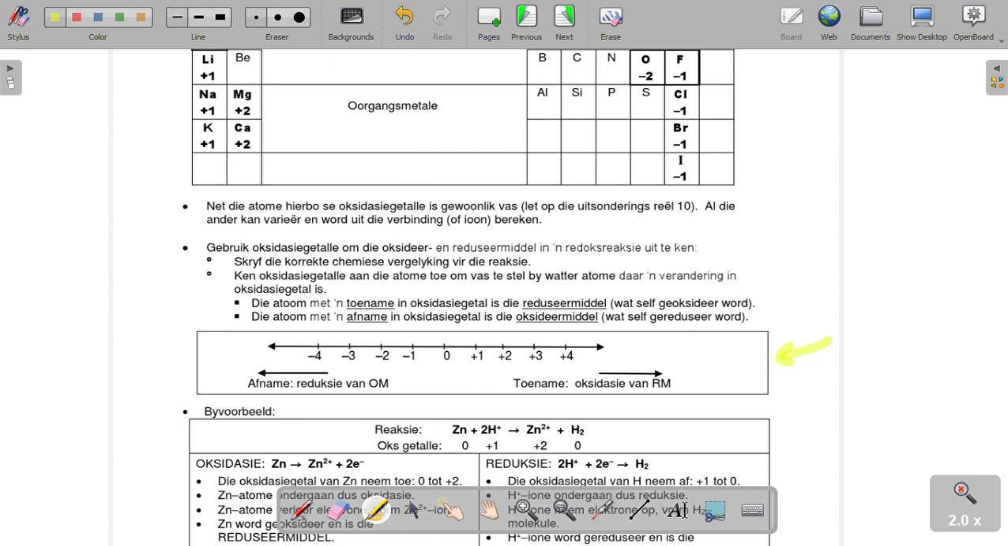If there's a decrease in oxidation numbers, it means that he gained electrons. So remember, you have to be able to define oxidation and reduction in terms of the oxidation number.